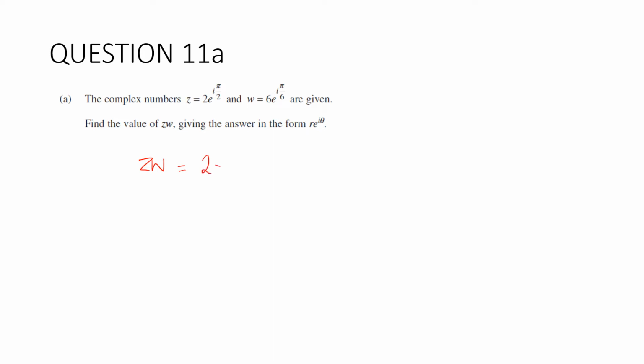Okay, so just multiplying these, pretty easy question. We are going to get 12e^(i...). We need to do π/2 plus π/6, which is 2π/3. And just a quick check at the end to make sure that this is in the bounds. Remember, our argument has to be between negative π and π. And that is, so that's the answer.